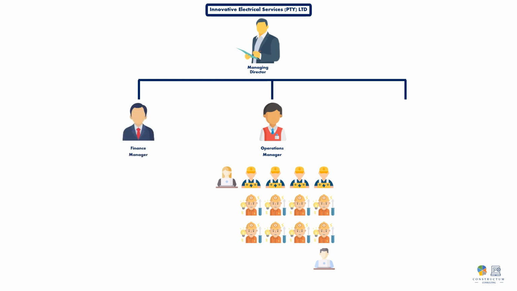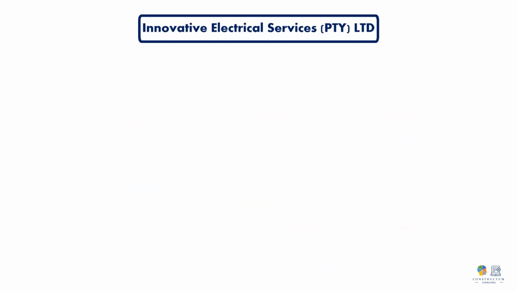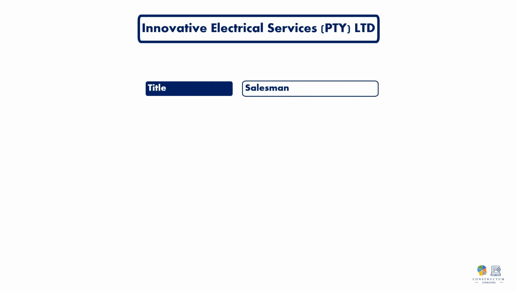A finance manager with the following reports: 1 bookkeeper and 2 administrators. And lastly, a sales manager with the following reports: 3 salespersons. Karel should define all roles making up the future staff complement of IES. But presently, his most pressing priority is to recruit 2 salespersons. So he decides to start by defining the role of a salesperson as follows.